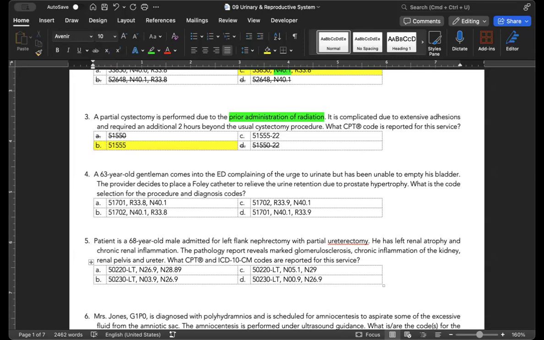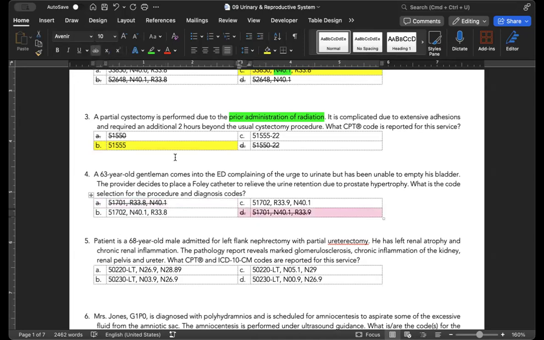So let's go look at 51701 and 51702 because they're right there next to each other. 51701 is an insertion of a non-indwelling bladder catheter, such as a straight catheterization for residual urine. And then 51702 is an insertion of a temporary indwelling catheter, simple, such as a Foley. Okay, yep, we're going to use 51702. So let's get rid of A and D.